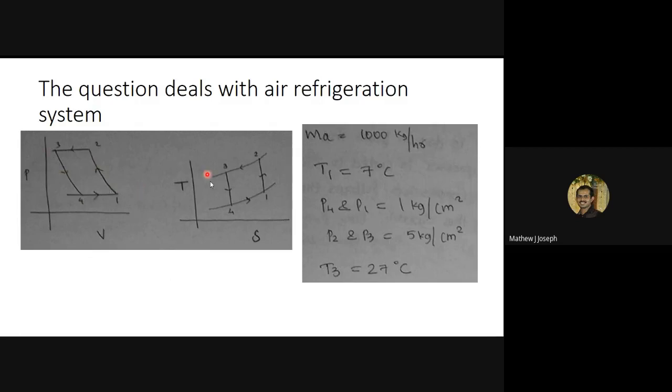Similarly, we can draw the TS diagram also. That is 4 to 1, the constant pressure heat absorption process. So you can first of all draw a constant pressure line. It will be a curve on a TS diagram. So mark 4 and 1 on that constant pressure line. So 4 to 1 is our constant pressure heat absorption process. 1 to 2 is our isentropic compression process, sometimes polytropic also. Then 2 to 3 is again a constant pressure line, the constant pressure heat rejection process. Then 3 to 4 is our expansion process.